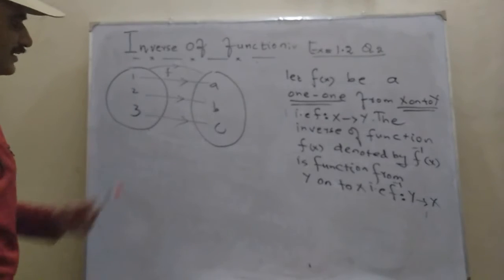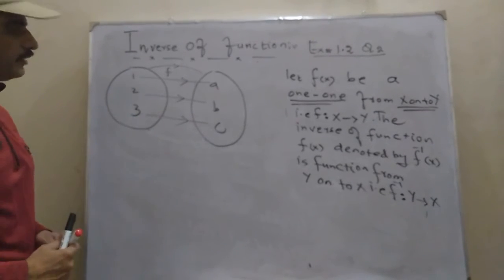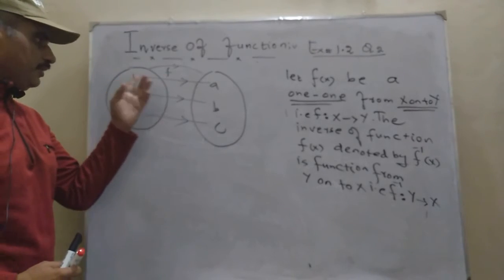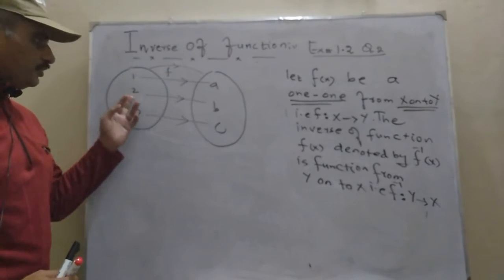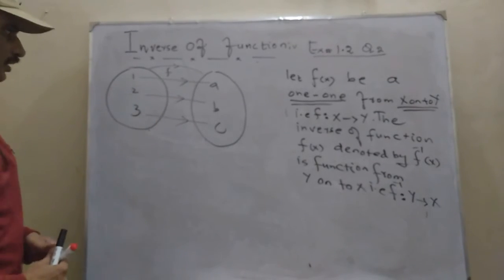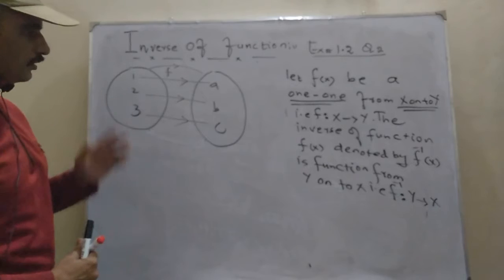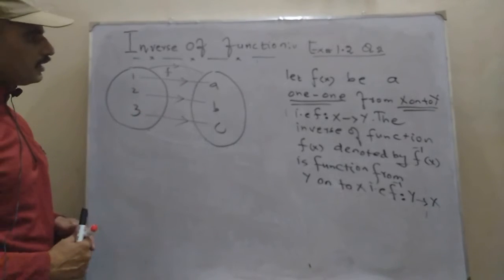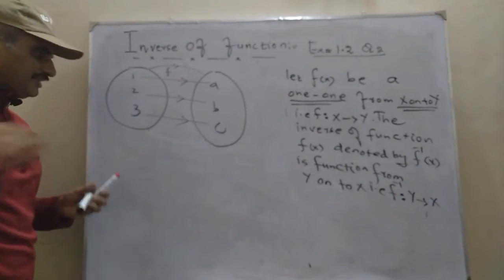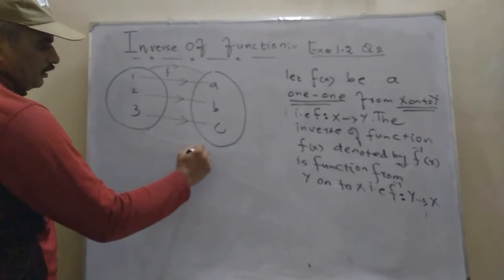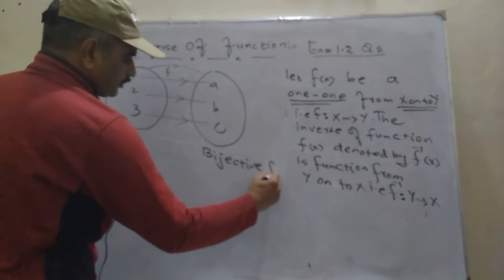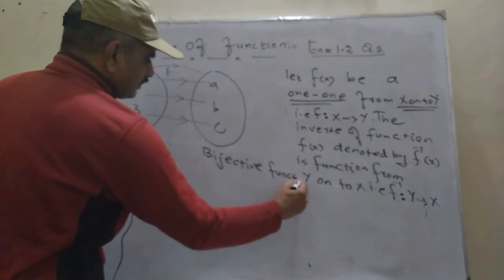You can see in this example, it is a one-to-one and onto function, as image of 1 is A, image of 2 is B, and image of 3 is C, and there is one-to-one mapping, one-to-one correspondence. Therefore it is a one-to-one and onto function, and it is called bijective function. That is why its inverse exists.